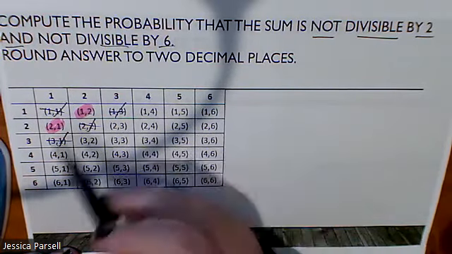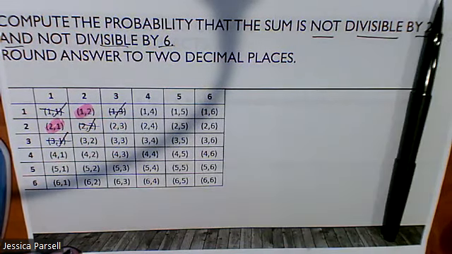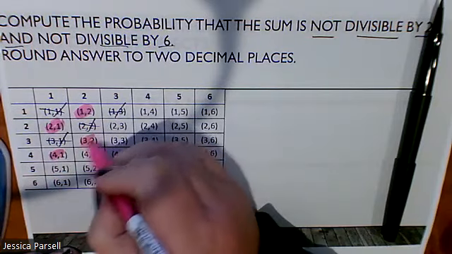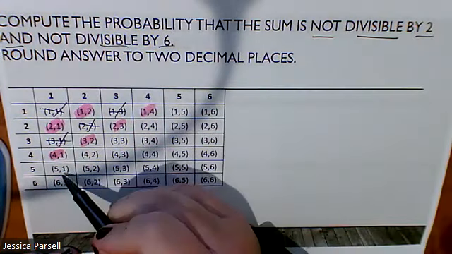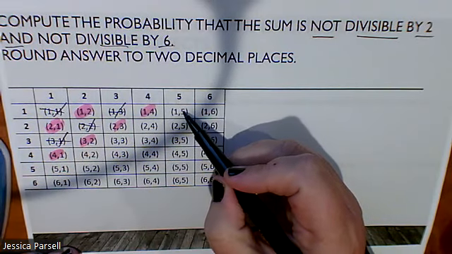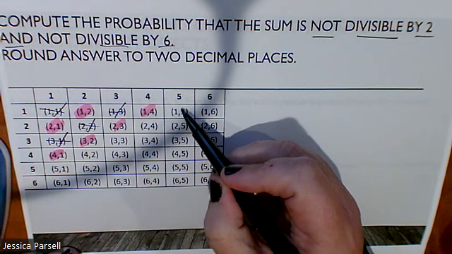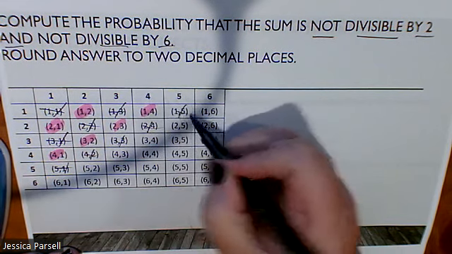Keep working on your diagonal. 4 and 1 is 5, 5, 5, 5. Well, 5 is not divisible by 2 or 6. Okay, let's keep going. 5 and 1 is 6, 6, 6, 6. Okay, well, 6, we cannot have that. 6 is divisible by itself and divisible by 2. So we need to knock these out.